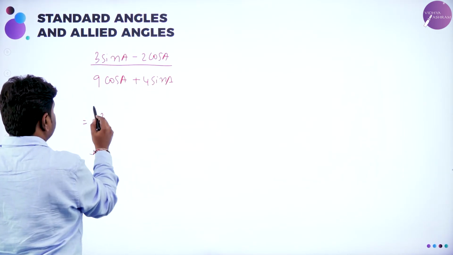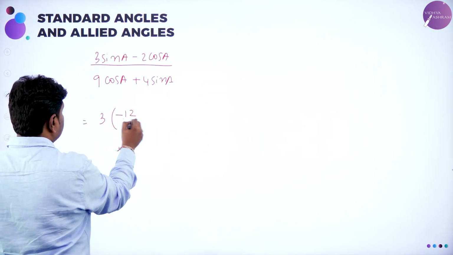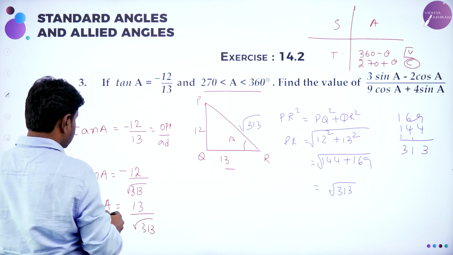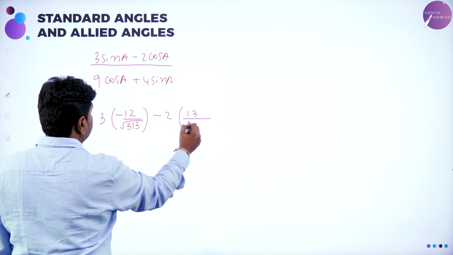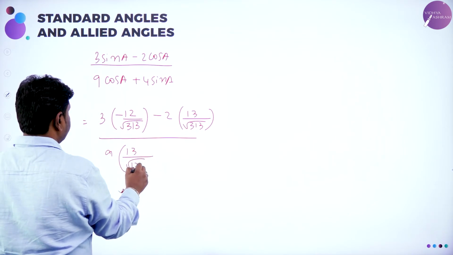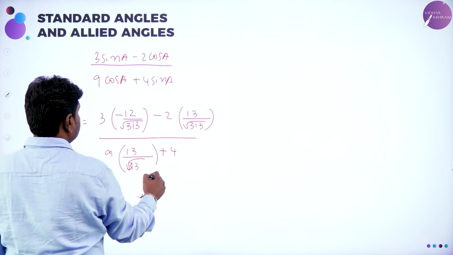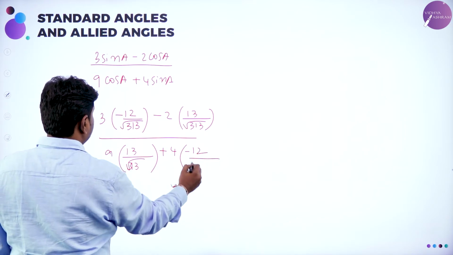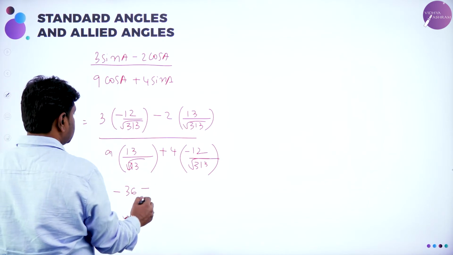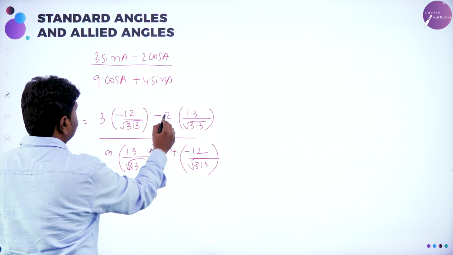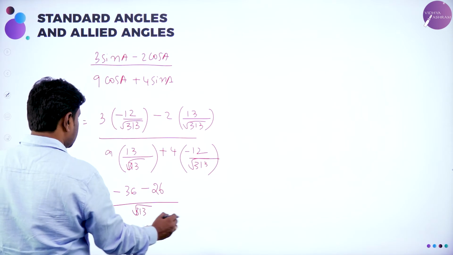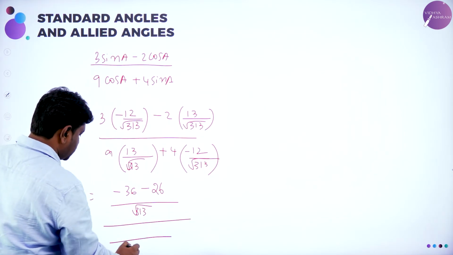Simplify this. 3 times what is sin A? Minus 12 by root 313, minus 2 cos A. What is cos A? 13 by root 313. Divided by 9 cos A, cos A is again 13 by root 313, plus 4 sin A. So sin A is minus 12 by root 313. So further simplify. Minus 12 times 3 is 36, minus 12 times 3 is, sorry, this is 2, 13 times 2 is 26, divided by root 313. The whole thing divided by, again the LCM is root 313.